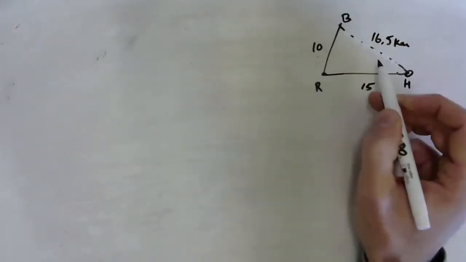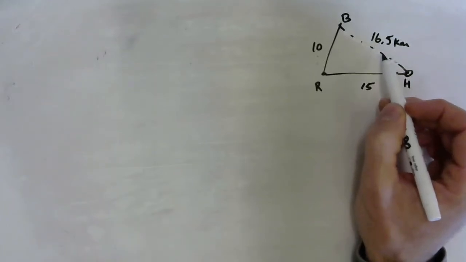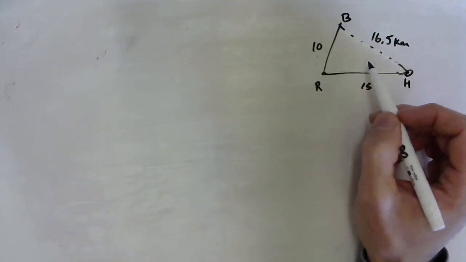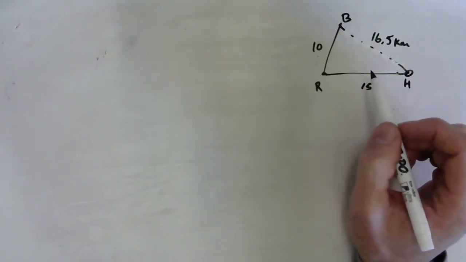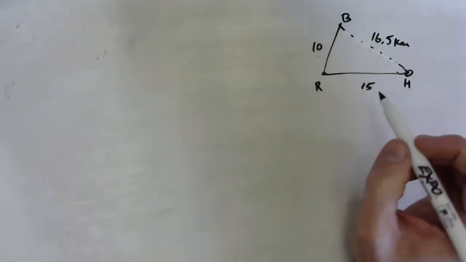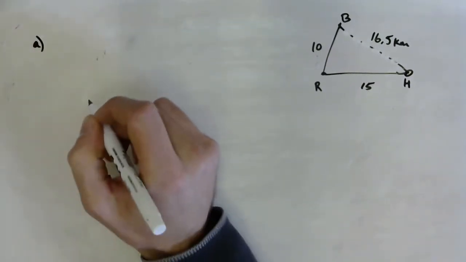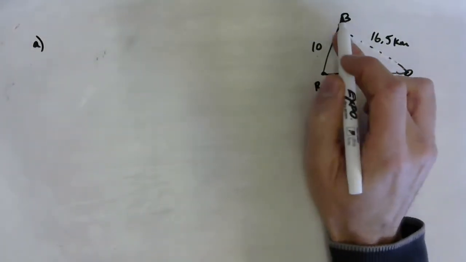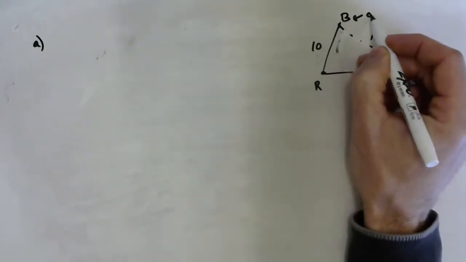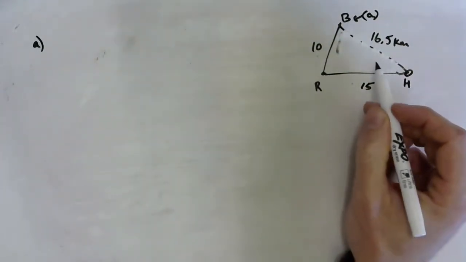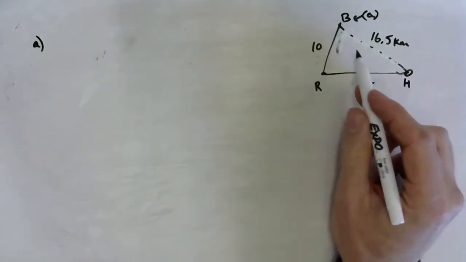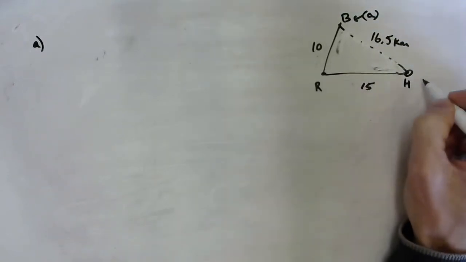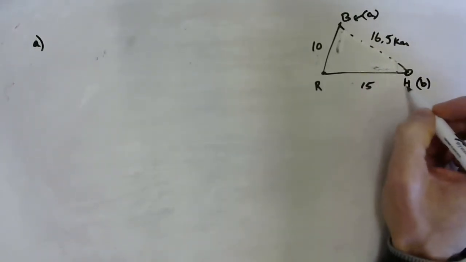That road doesn't exist yet, but they know that these two are 16.5 kilometers apart. We need to find the angle, to the nearest tenth of a degree, between the new road and the existing road from Rolling Meadow to Brookside. So that's this angle. This is going to be question A, finding angle B. And the angle that the new road makes with the old road from Rolling Meadow to High Cliff, that's going to be part B that we're solving. In part B, we're going to solve for angle H.